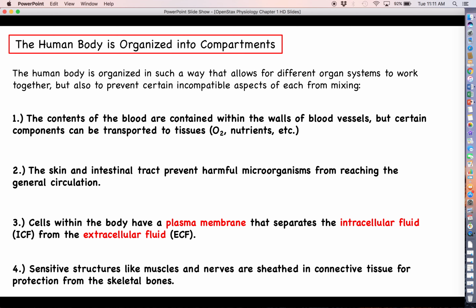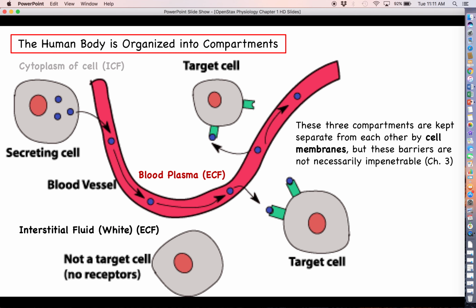One last thing to mention for compartmentalization, we do use connective tissue, and again, for connective tissue, this will be another discussion to have in Chapter 4. We can use connective tissue to ensheath and protect sensitive structures like muscles and nerves and prevent them from banging up and abrading against things like the skeleton.